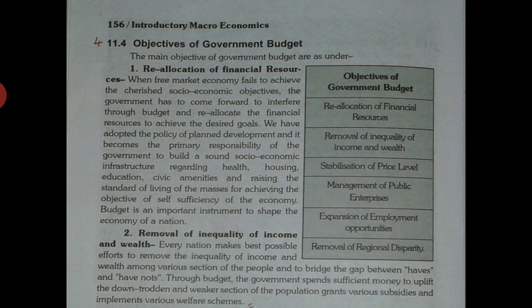Now have a look at the objectives of government budget. First point is reallocation of financial resources. Government always has to take an initiative, it has to come forward to interfere in free market economy. Free market economy normally means when it fails, so it cannot cherish socio-economic welfare.